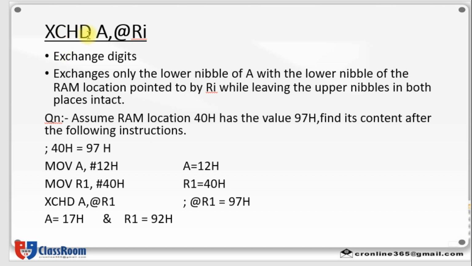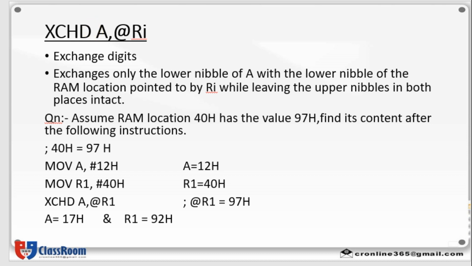SWAP, or XCHD, means exchange digits. Exchange digits accumulator with any of the registers. While performing this operation, we have to exchange only the lower nibble of A with the lower nibble of the RAM location pointed to by this Ri. Ri can be any register ranging from R0 to R7. The upper nibbles we can keep as such.